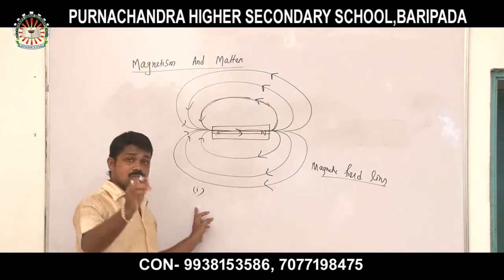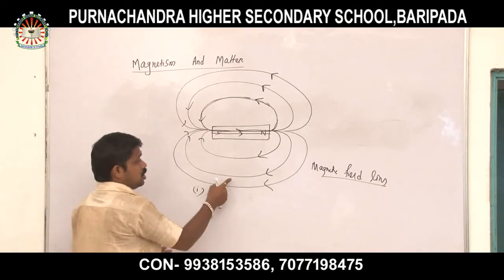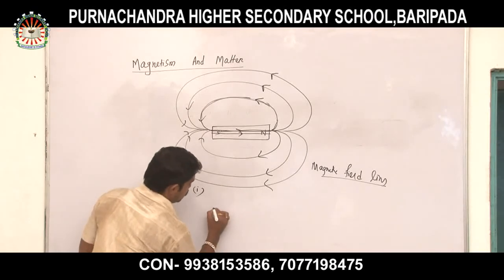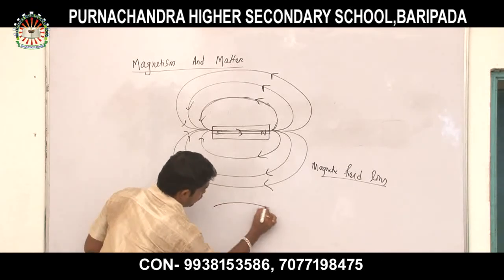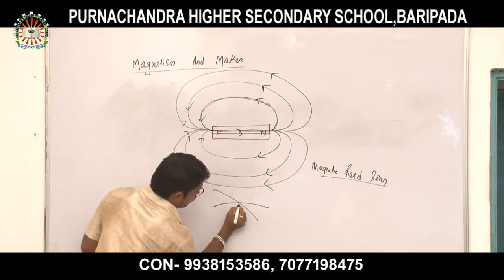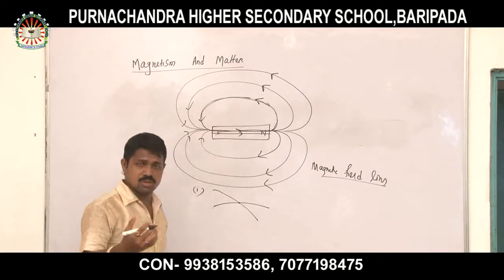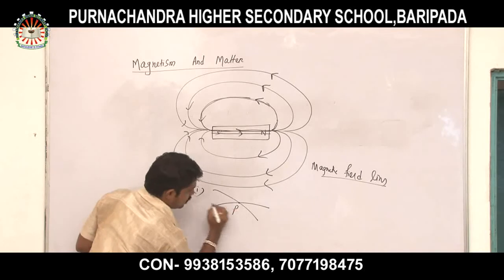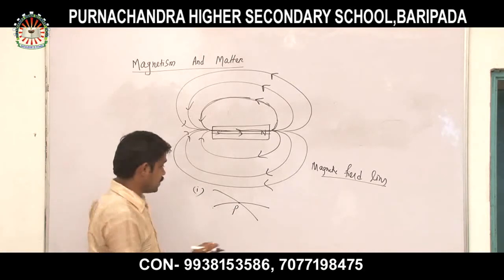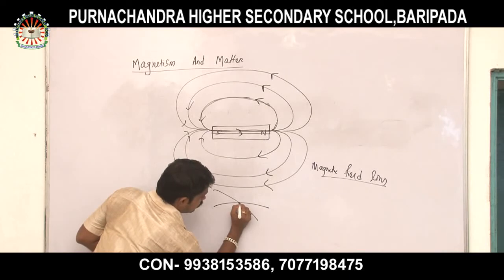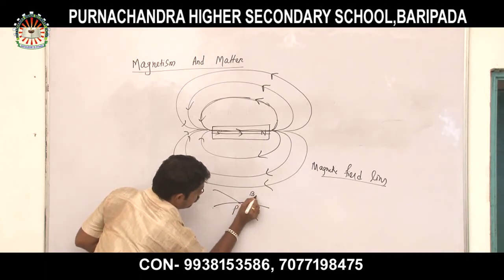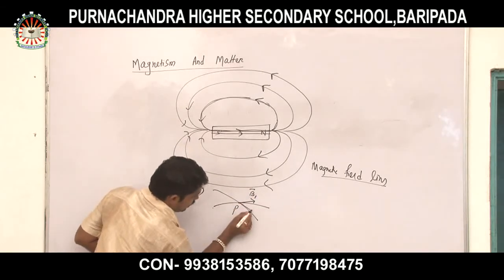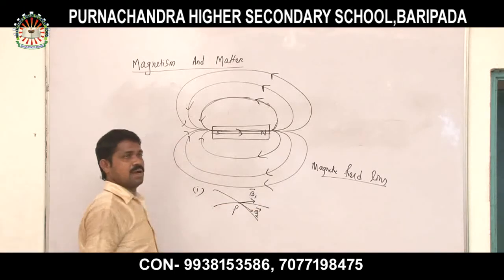Then what is the number three property? The number three property is that no two magnetic field lines will intersect with each other. Look here. Suppose this is a magnetic field line and this is another magnetic field line. Suppose they intersect at point P. Then what happens? At point P, this is the direction of the magnetic field of the first magnetic field line, and this is the direction of the magnetic field of the second magnetic field line.